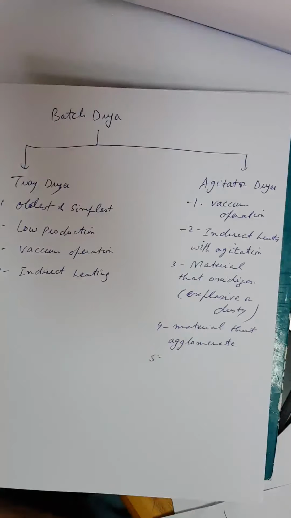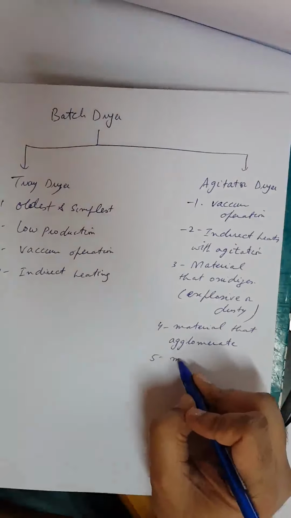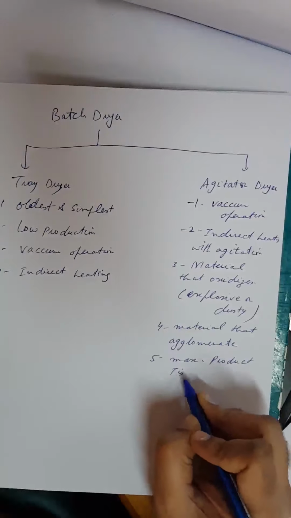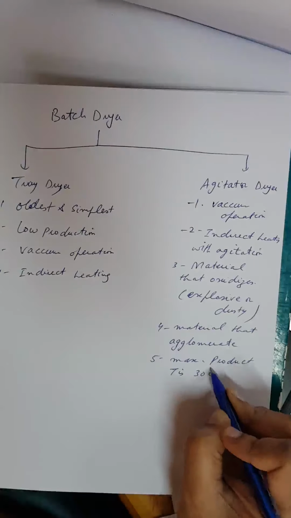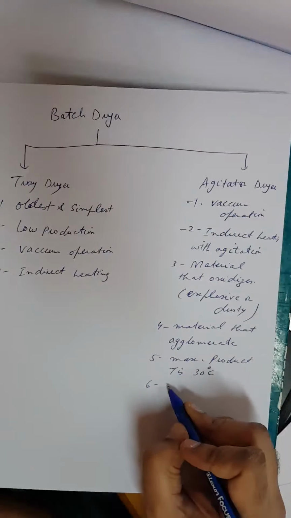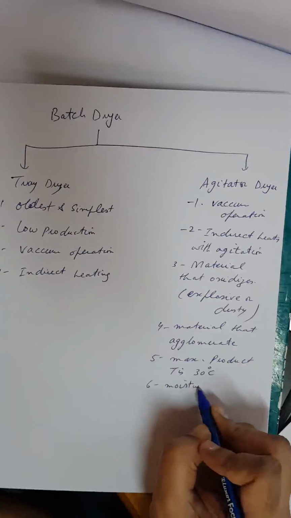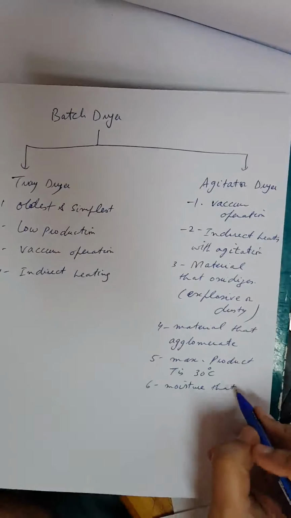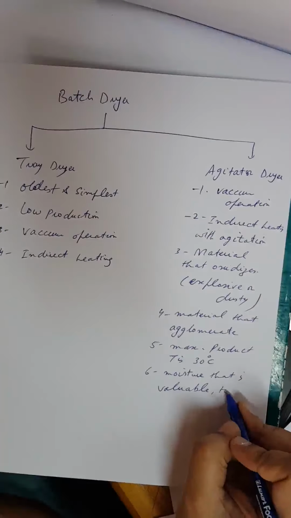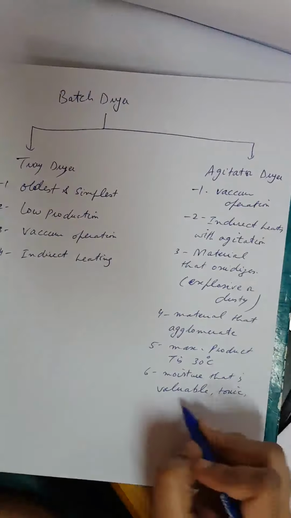So the maximum product temperature is 30 centigrade, so not so high a temperature. Temperature less than say 30 centigrade, because they are explosive materials. And also they deal with the material that are toxic. So moisture that is valuable, toxic, and flammable.